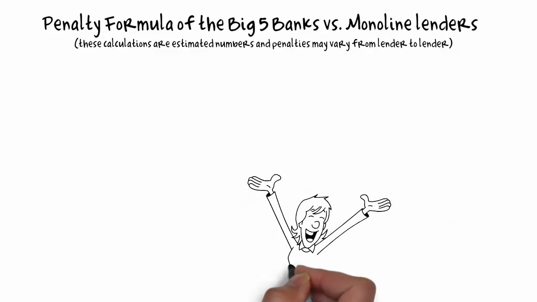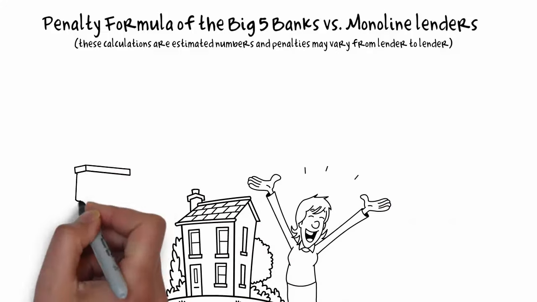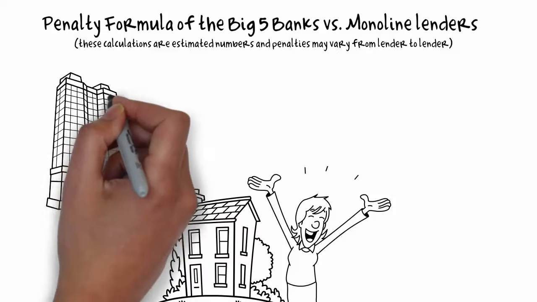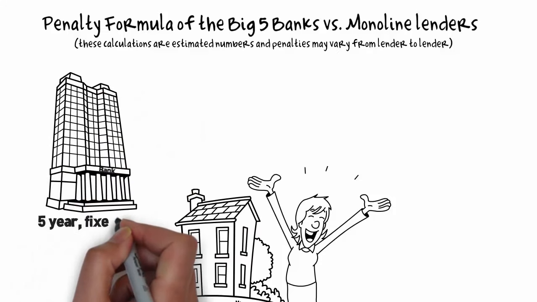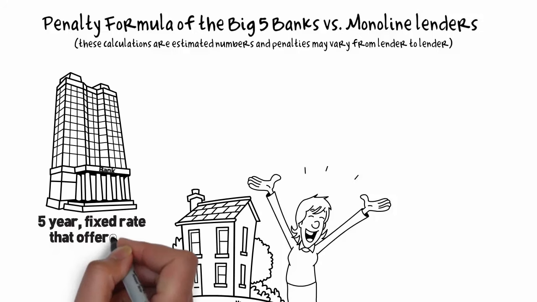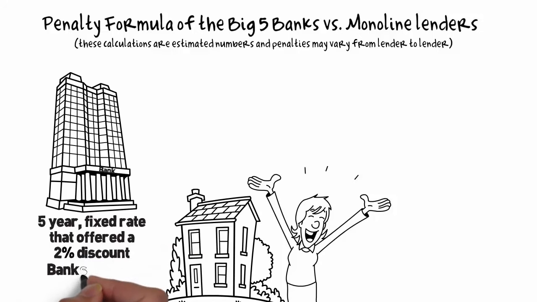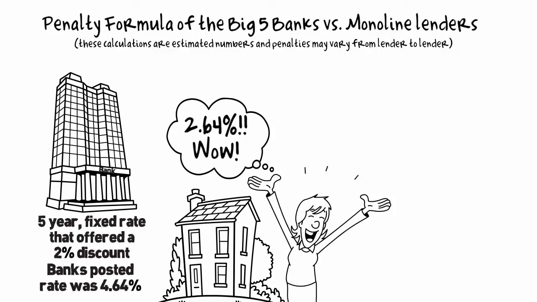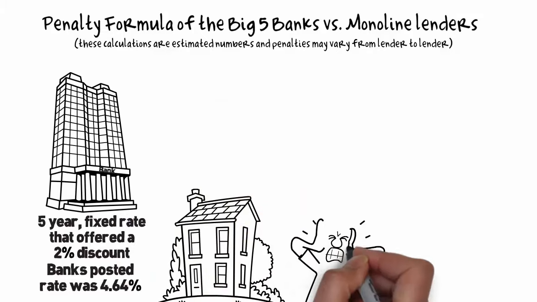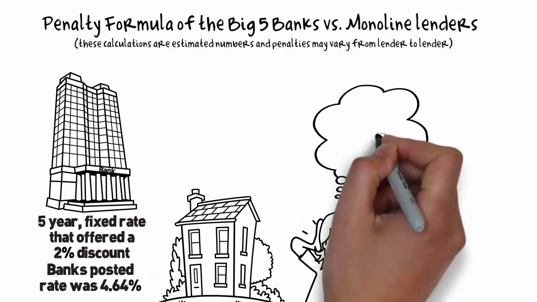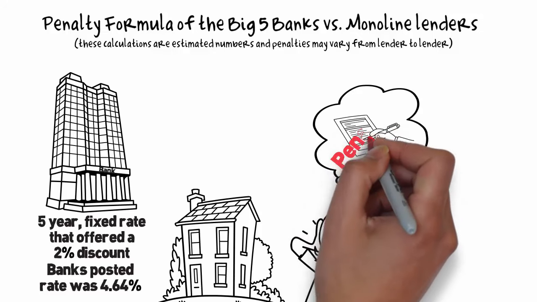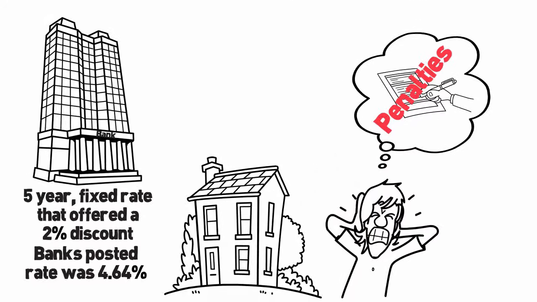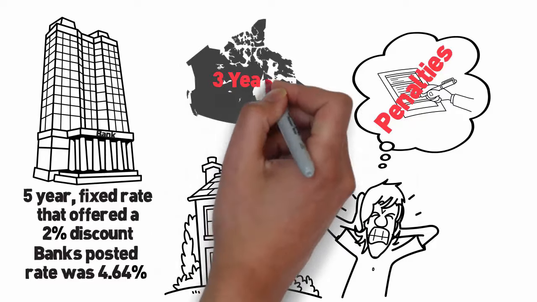Here's Jesse's story. As a first-time buyer, Jesse was very excited about a fabulous big bank employee pricing mortgage tied to a 5-year fixed rate that offered a 2% discount. Since the bank's posted rate was 4.64%, a 2.64% mortgage rate made Jesse very happy initially. The bank failed to mention the penalties involved in breaking a fixed-rate mortgage, which can happen by simply selling her first home.